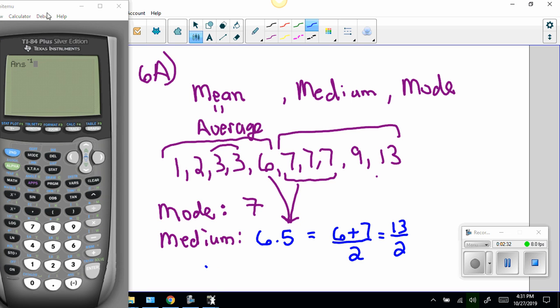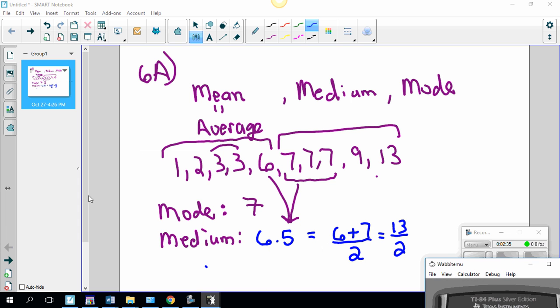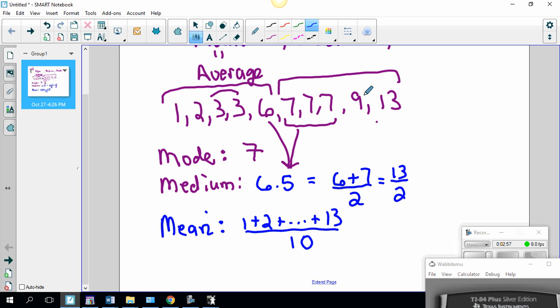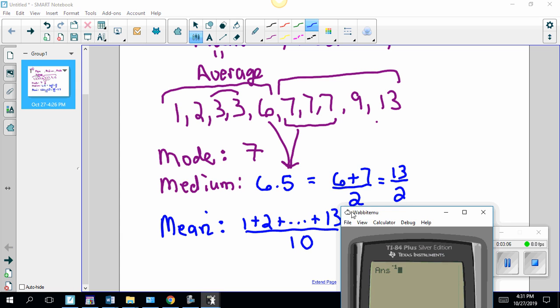The most strenuous piece is average. Oops, mean. We don't say the word average anymore. And you've got to add them all up: 1 plus 2 plus dot dot dot plus 13, divided by 10. We get a sum of 58, divided by 10, which is 5.8.